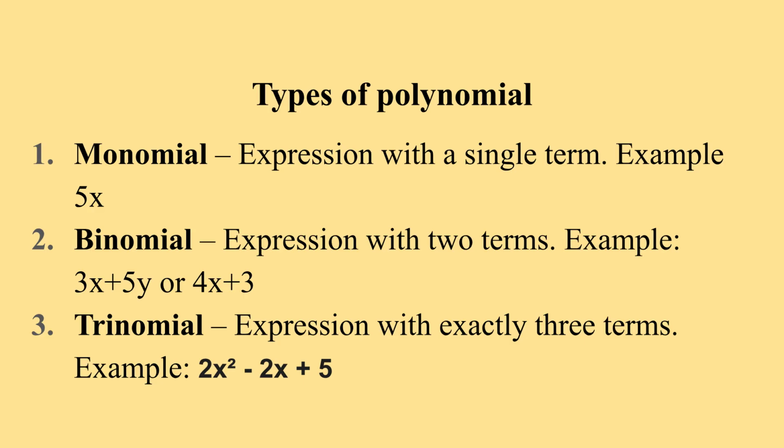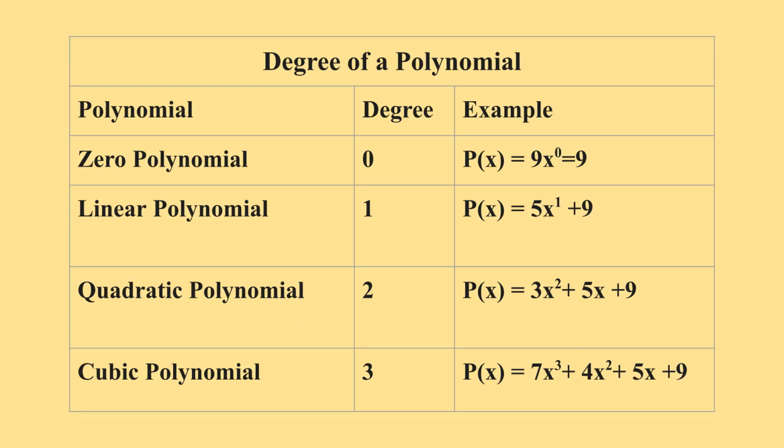Next, types of polynomials. We have three types of polynomials. First is monomials. Monomial means a polynomial with a single term. Second is binomial, meaning a polynomial with two terms. The first is 3x, and the second is 5y. Third, a trinomial means three terms. For example, 2x squared minus 2x plus 5.